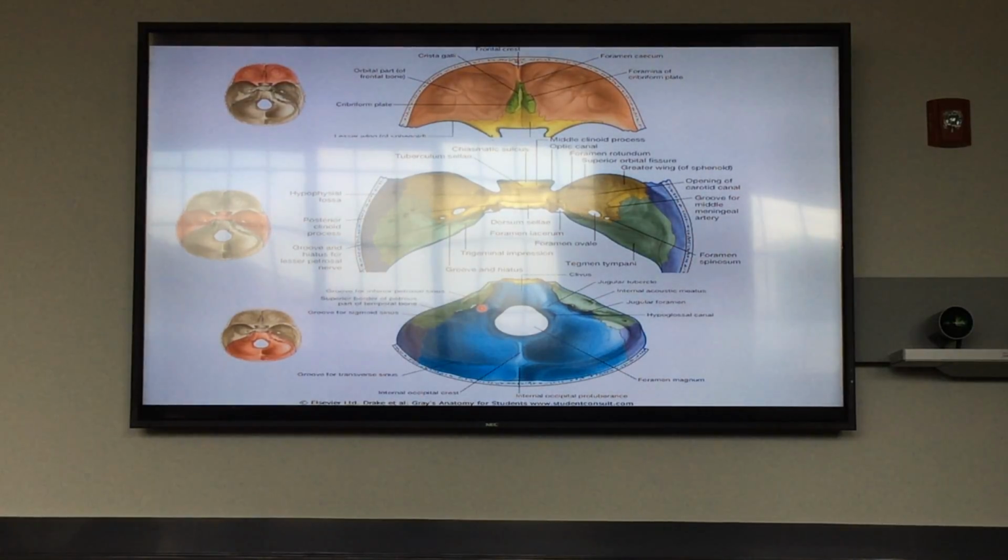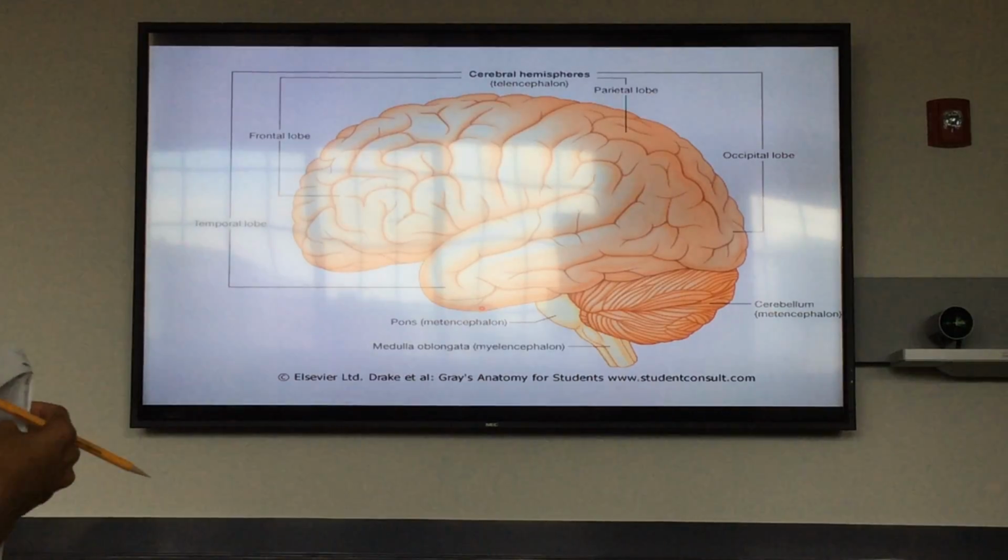All right, any questions about major components inside the skull? No? Let us move on.